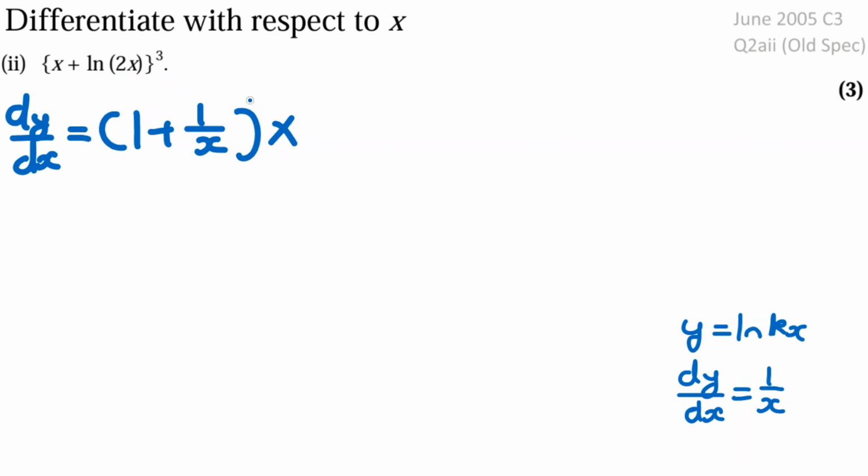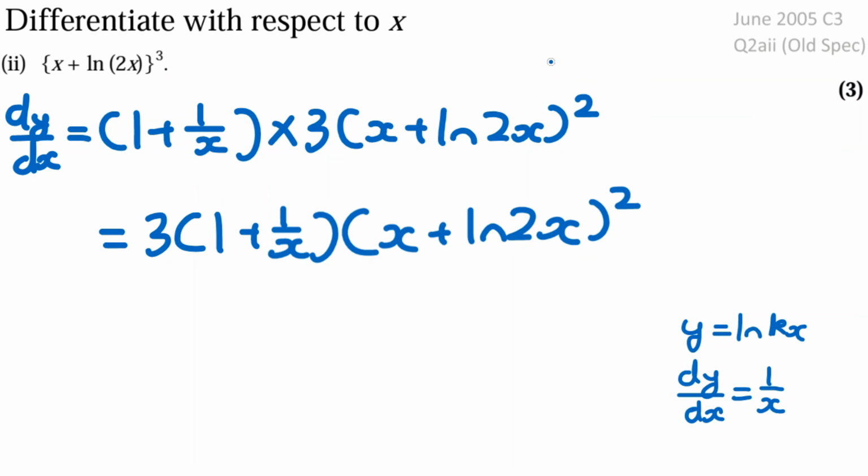And this is multiplied by the outer function differentiated, so this power of 3 here. So this power of 3 is going to become the coefficient, so it's 3, and then remember this inner function stays the same, so x plus the natural log of 2x, and now it's going to be to the power of 2 instead, and then we can move this 3 to the front. So dy over dx is equal to 3 times 1 plus 1 over x times x plus the natural log of 2x squared.